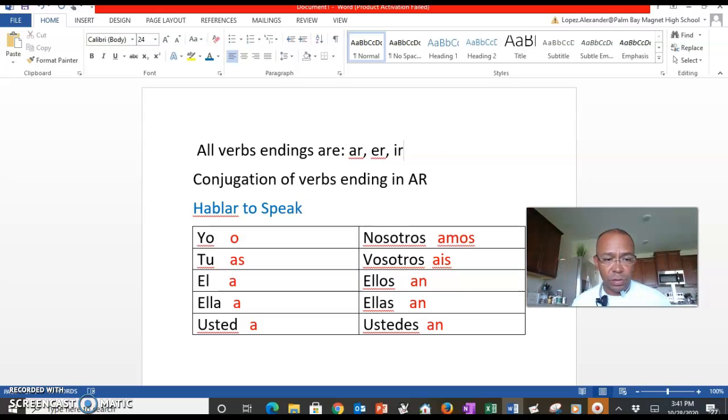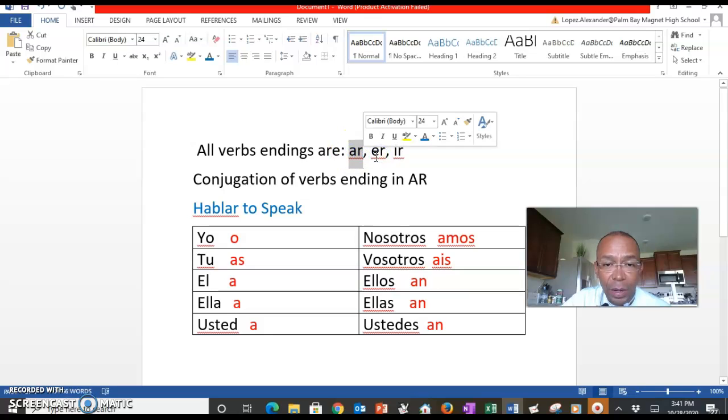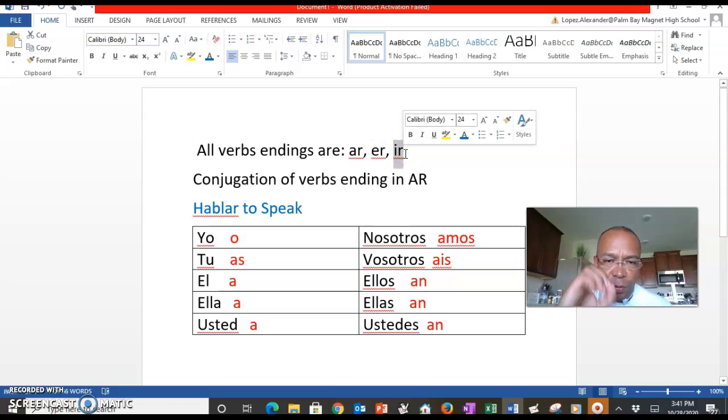Cantar is to sing. They end with AR. Comer is to eat. Beber is to drink. They end in ER. Vivir is to live. Reír is to smile. They end with IR. So based on the endings, these endings right here is what you drop when you conjugate a verb. And you put the correct ending for each pronoun, for each subject.